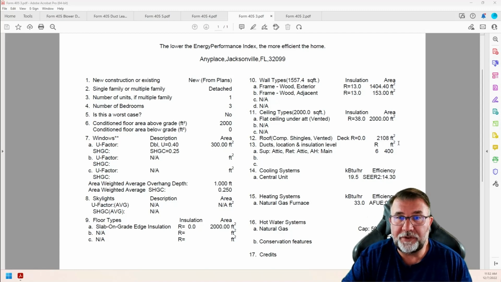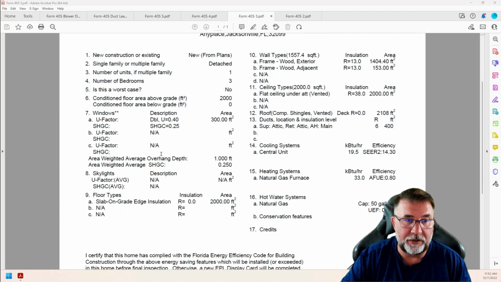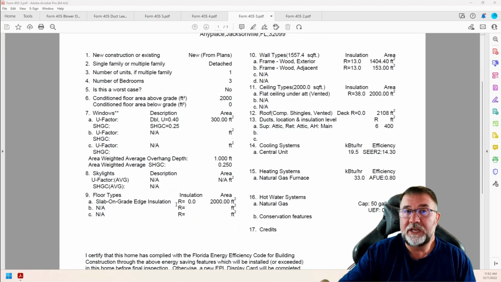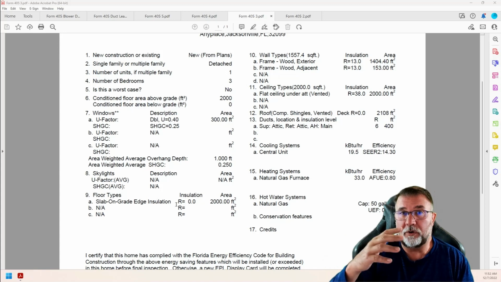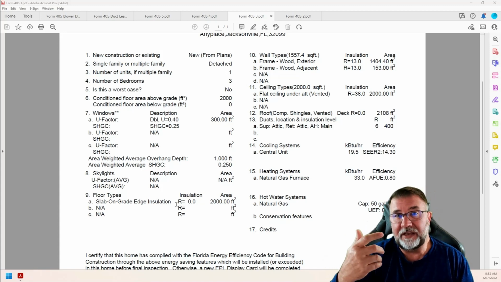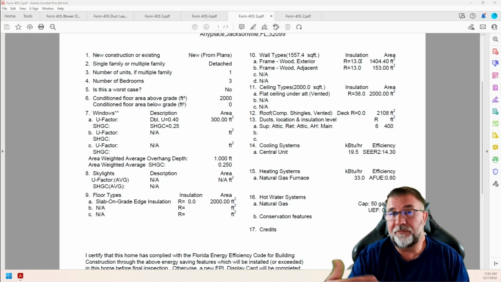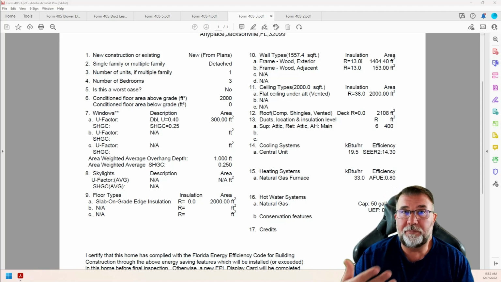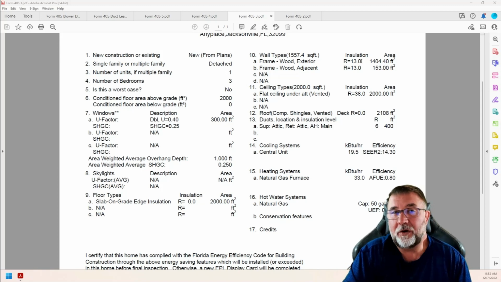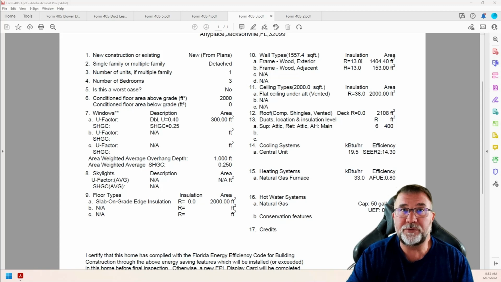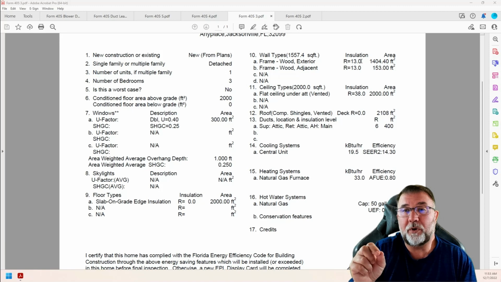So you can see all the different things that it looks at. It looks at the windows, and if you had any skylights, it looks at the type of floors. If you had a floor that was over an unconditioned space, it's going to take that into consideration. What are your wall types? So if I have an R13 here, if I'm building the house, it's a frame house, and I'm building it with 2x4, I really can't go much more than R13 unless I'm going to use an expensive type of insulation that has a higher R value per inch. I'm pretty much maxed out with 2x4.